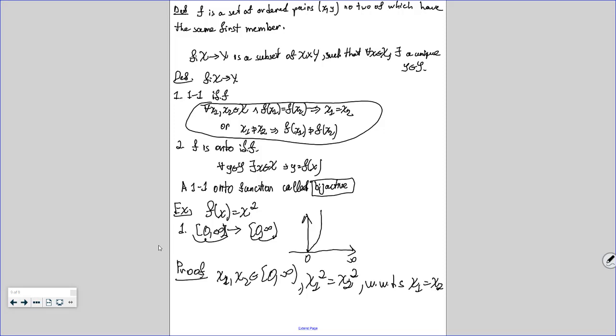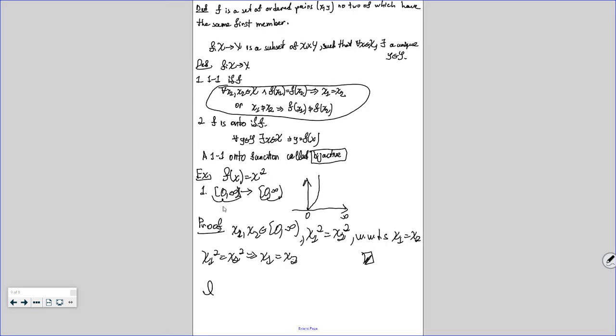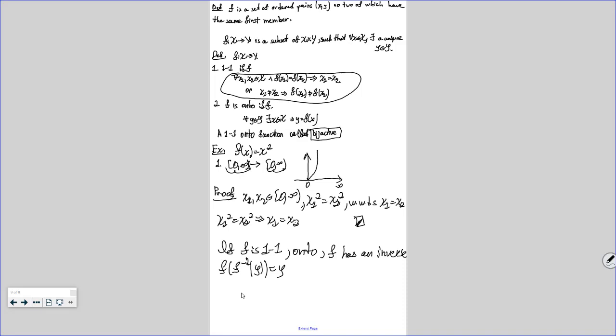So the thing you need to note is that since the range is positive and the domain is also positive, then x1 squared equals x2 squared implies that x1 equals x2, and we prove that the function is one-to-one. If f is one-to-one and onto, then we say f has an inverse, and we denote it as follows. Basically, the inverse is a function which brings us back to where we were.